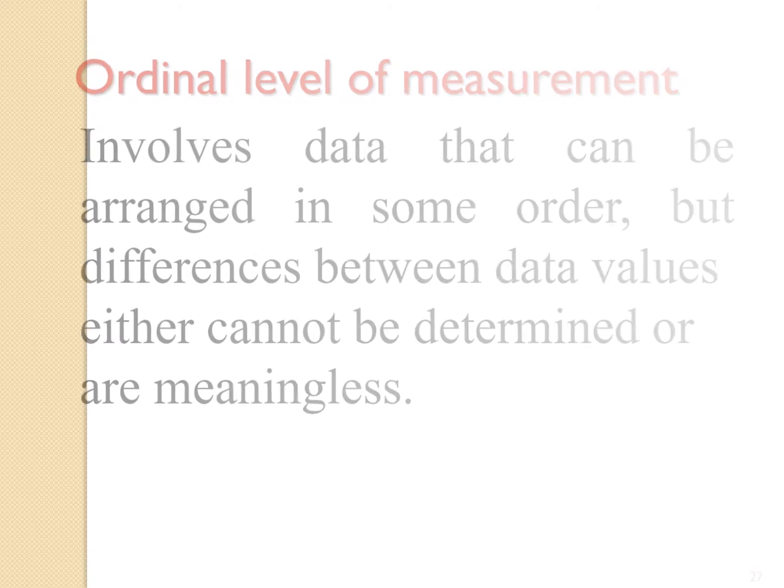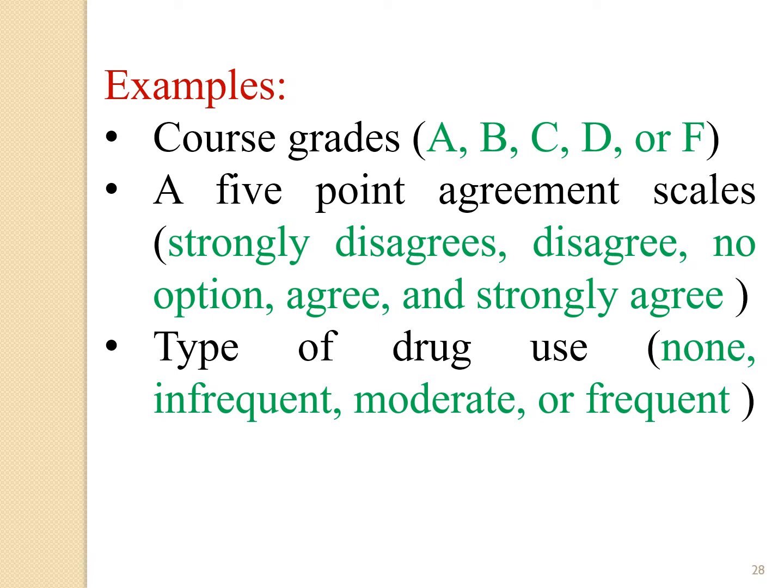For example, course grade: A, B, C, D, F. We can write an order, increasing or decreasing. At the same time, if you calculate the difference between two grades, that is meaningless. For example, B minus A is meaningless. Also a 5-point agreement scale: strongly disagree, disagree, no opinion, agree, strongly agree. We can write that order in increasing or decreasing agreement level. And type of drug usage: none, infrequent, moderate, or frequent.